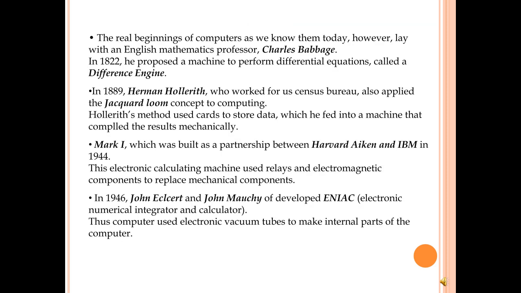Now, after that, the real beginnings of computers as we know them today lay with the English mathematics professor Charles Babbage. We have seen a French mathematician, we have seen a German mathematician. Now we have one English mathematician. He is the English mathematics professor, his name is Charles Babbage. He is also known as the father of the computer.